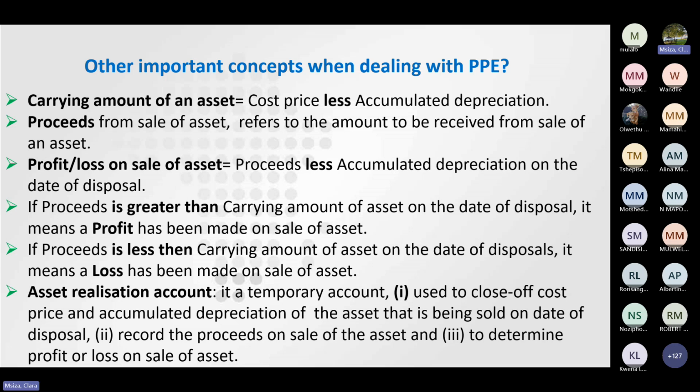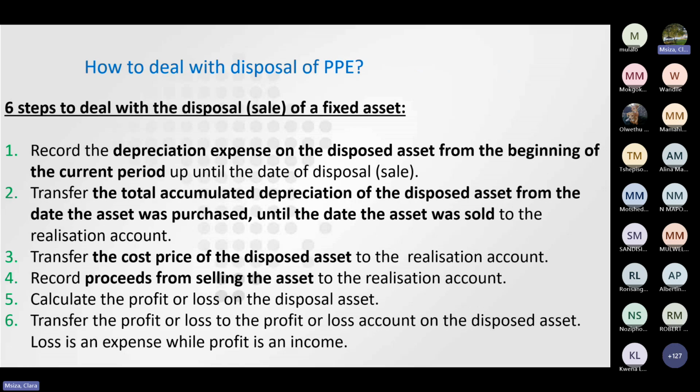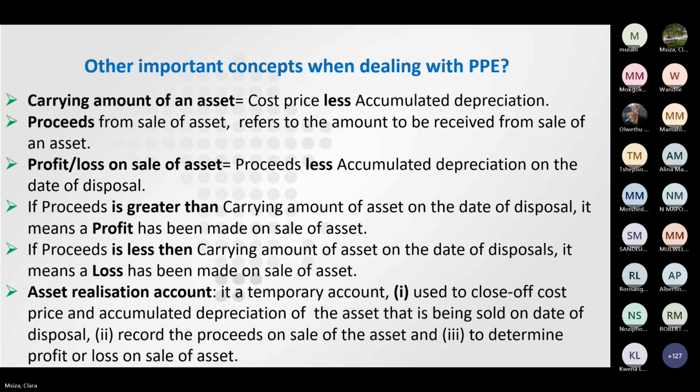Then the other thing you need to know again is the asset realization account. This is a temporary account only used to close off cost price and accumulated depreciation when we sell the asset. It records the proceeds on the sale of an asset to determine profit and loss on the sale.